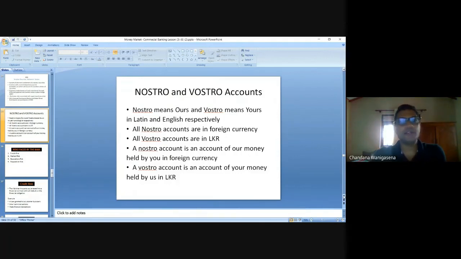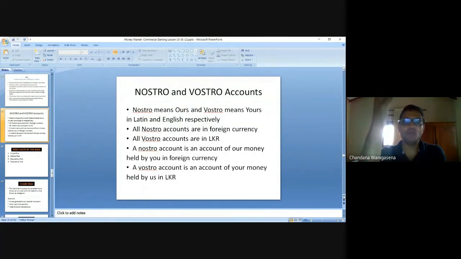So let's try to understand nostro and vostro accounts. This is actually a foreign currency transaction between local banks and foreign banks. To implement that, we have two types of accounts, nostro and vostro accounts. Nostro means ours, vostro means yours, right? Nostro accounts are in foreign currency.